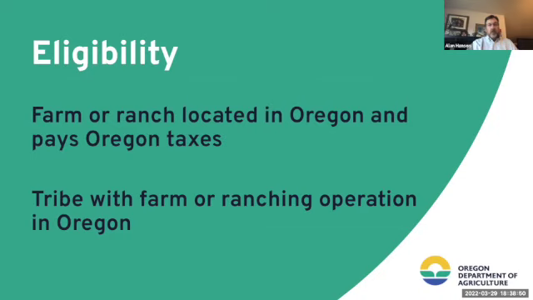So eligibility, we tried to make this program as simple as possible, just because this is the first time we've ever done something like this. So we really don't know what to anticipate, or ultimately how it's going to work. And as we're going, we're learning a lot about what we're going to do differently if we have the opportunity to do this again. But anyways, to be eligible, you have to have a farm located in Oregon, and you have to pay Oregon taxes. If you're an Indian tribe, the tribe has to have ranching operations in Oregon. Let's go to the next one.